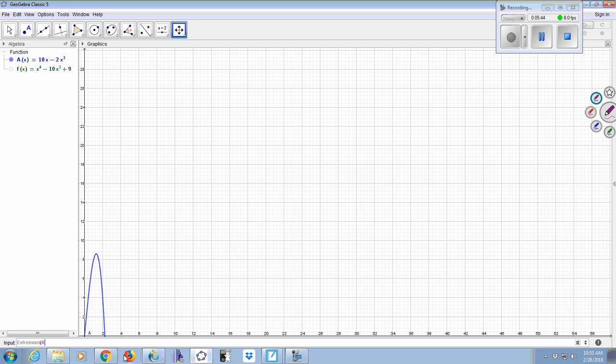Still got the 9 there, don't I? Okay, let's try this again. X. Good. And it will give you two values, a negative value and then a positive value for x, and it's 8.61. Okay, that would be the maximum area.